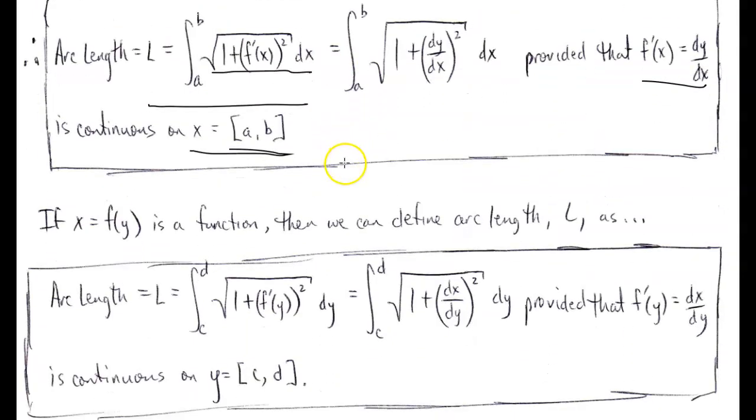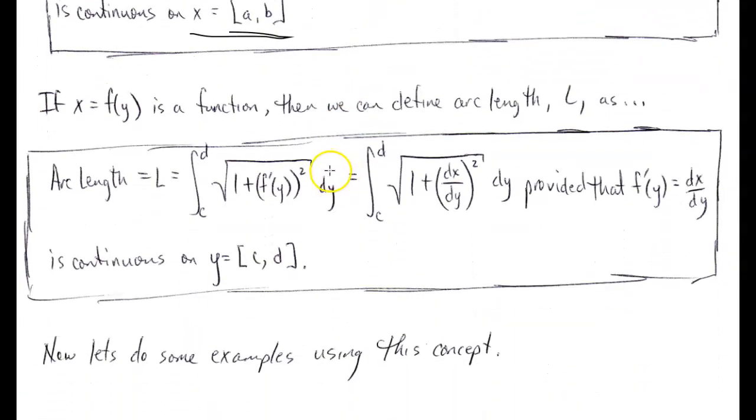Now, if we were to have a function x that was defined in terms of y, then the arc length would look this way. The only thing that's different is that now your limits of integration would be y values instead of x values, and you would have the derivative with respect to y instead of with respect to x. All right, so now let's get into doing some examples.